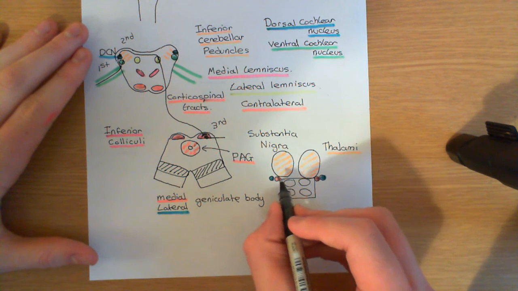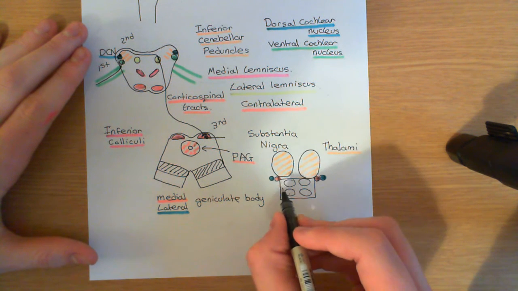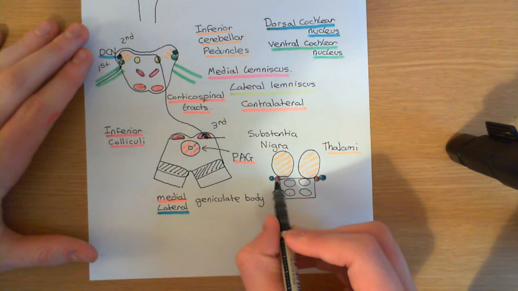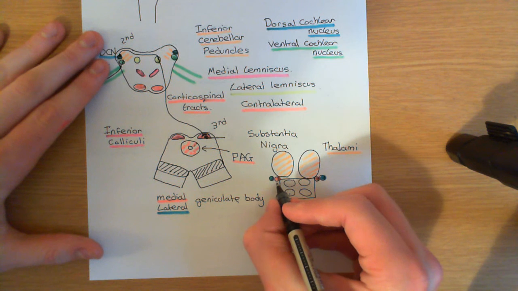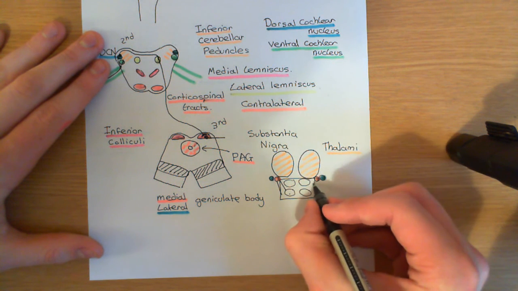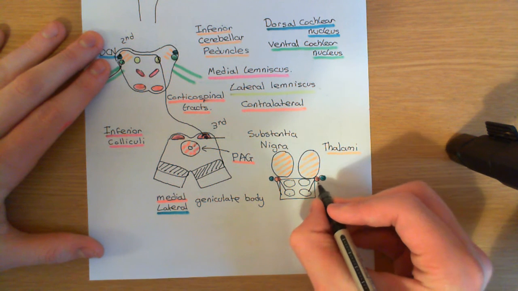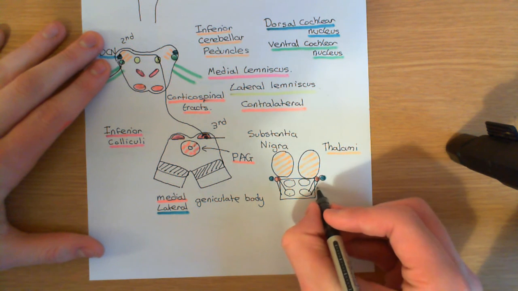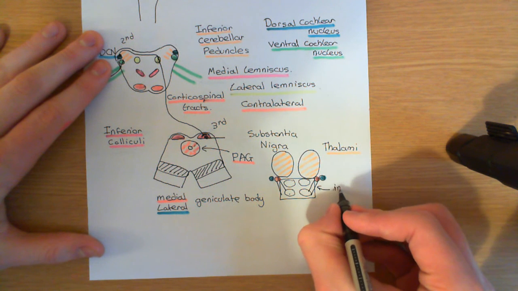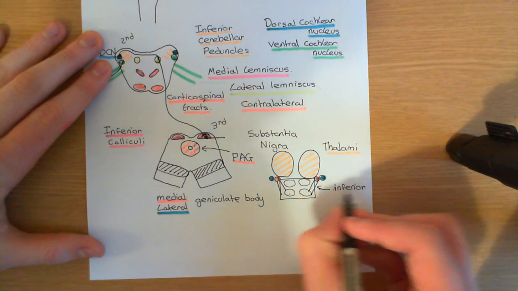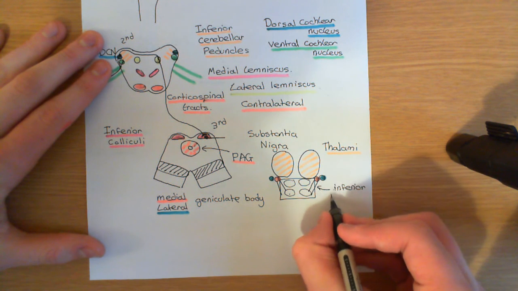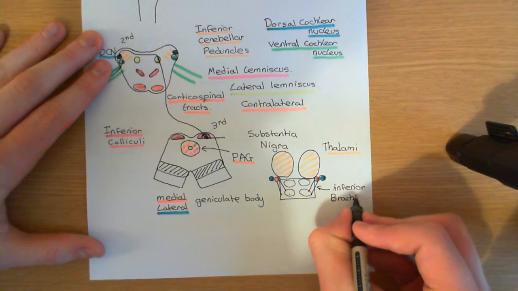Okay, so what's now going to happen is the third order neuron from the inferior colliculus is going to send up its axon into the medial geniculate nucleus on the same side as it. So here is the left inferior colliculus, here is the left medial geniculate body. There is a connection between the inferior colliculi and their ipsilateral medial geniculate bodies. So there is a connection that is anatomically visible if you're looking at this portion of the brain from the back, and this is known as the inferior brachium. So this connection between the medial geniculate nucleus and the ipsilateral inferior colliculus is known as the inferior brachium.